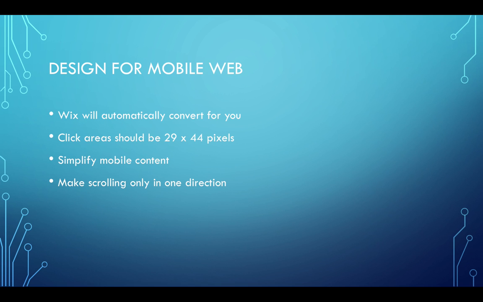You also might want to consider simplifying the mobile content, just because people aren't going to be reading essays on their phone. They're trying to get quick information, so simplifying that information to just be what the people need is also a good consideration when designing for the phone. And also, making scrolling just one direction, whether it's left to right, which would be a little odd, or up and down, which is much more common. You just want to make sure it's in one direction so people aren't getting lost on this big web page that they're trying to move through on their mobile phone.